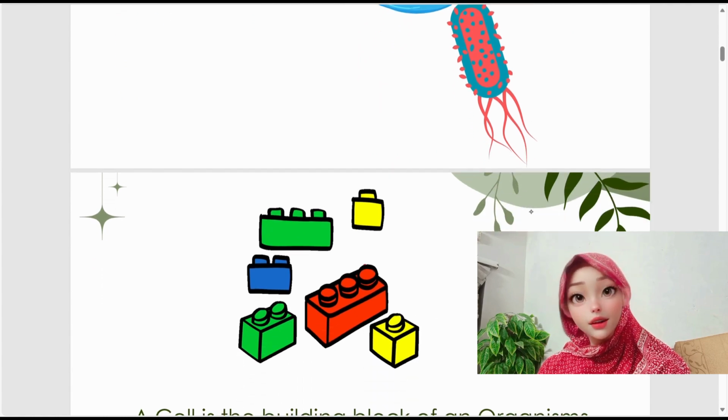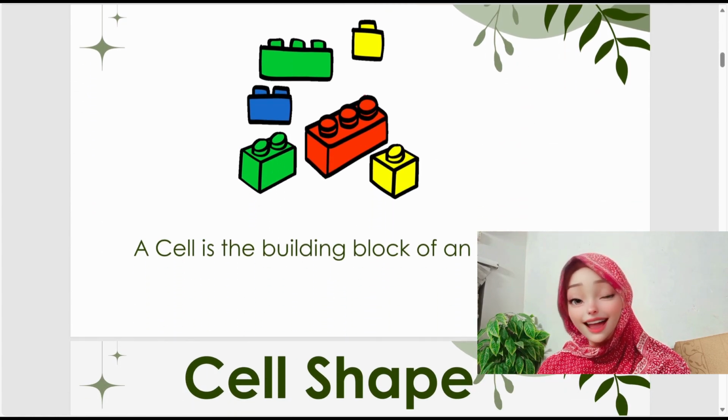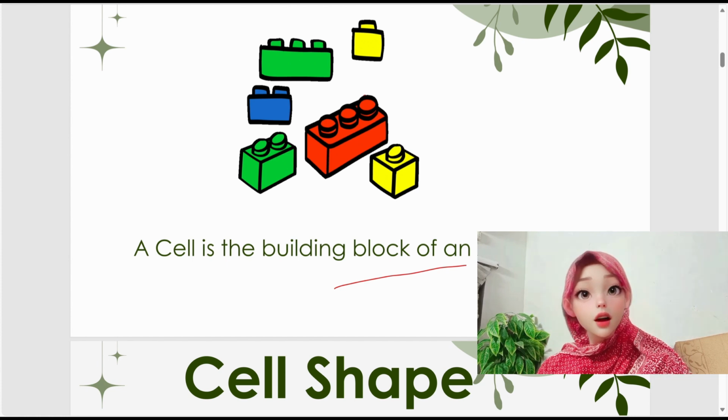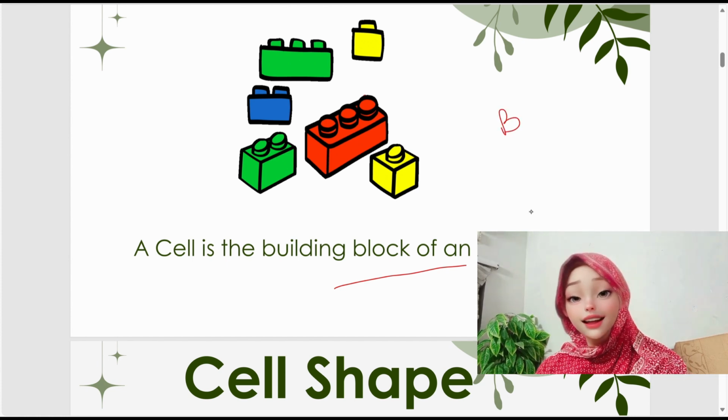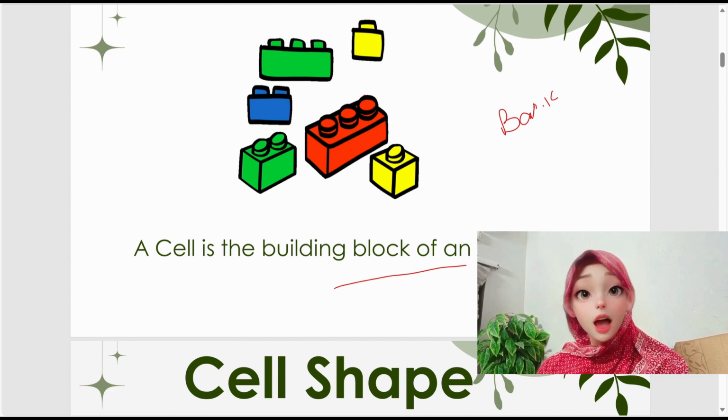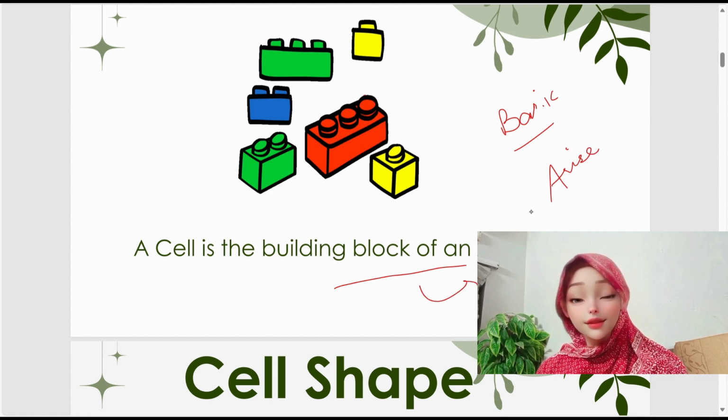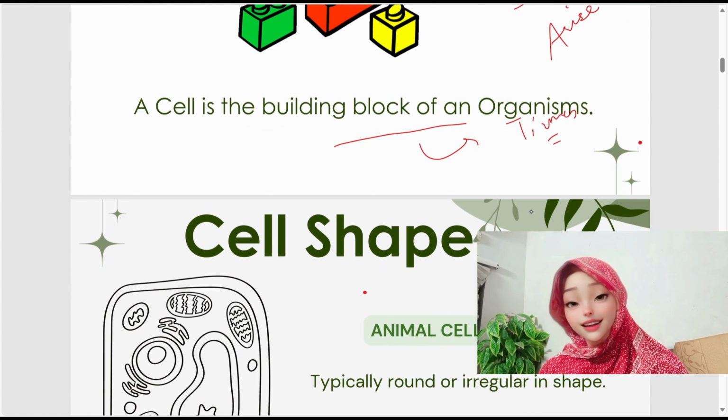Firstly, we should know about cells. Cells are the building blocks of all living organisms. We can say that the cell is the basic structural and functional unit of all living organisms, because all living organisms arise from cells, and afterward these cells unite together to form tissues. So in this way we can say that the cell is the basic structural and functional unit of all living organisms.